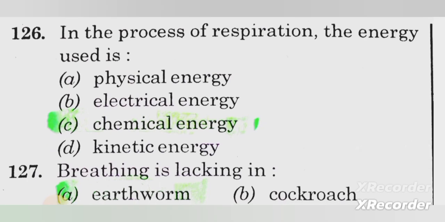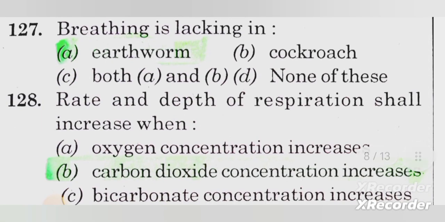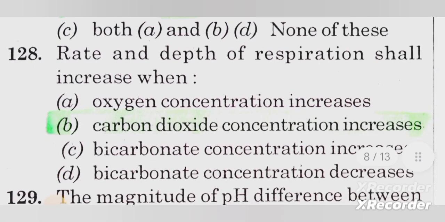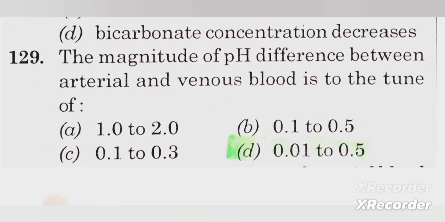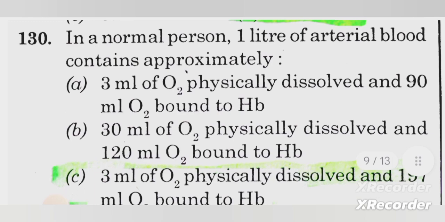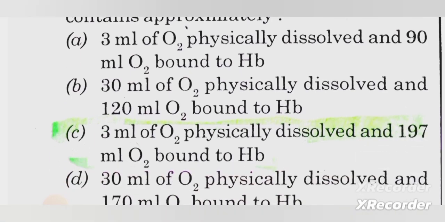Next, 126. In the process of respiration, the energy used is: Answer C. Chemical energy. Next, 127. Breathing is lacking in: Answer A. Earthworm. Next, 128. Rate and depth of respiration shall increase when: Answer B. Carbon dioxide concentration increases. Next, 129. The magnitude of pH difference between arterial and venous blood is to the tune of 0.01 to 0.5. Next, 130. In a normal person, 1 liter of arterial blood contains approximately: Answer C. 3 ml of O2 physically dissolved and 197 ml O2 bonded to HB.